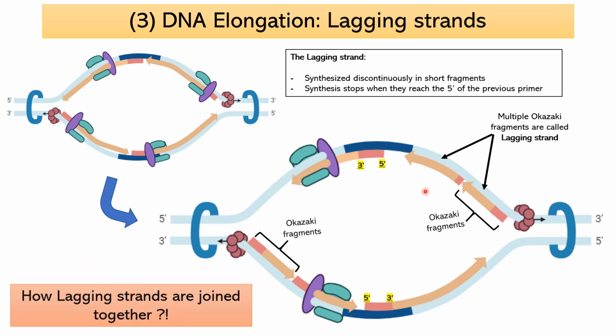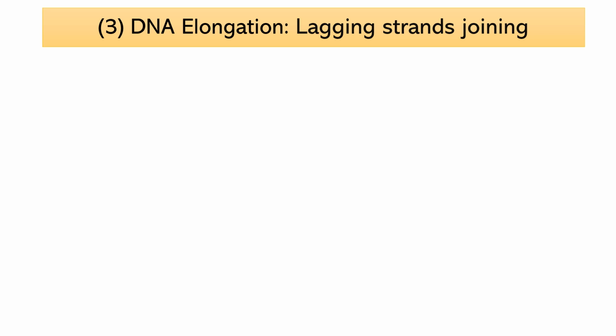Since the lagging strand is made up of short fragments, how will these DNA fragments be joined together so that at the end we have a full continuous DNA? That's what we're going to see now. Joining the Okazaki fragments within the lagging strand is a very critical stage of DNA replication, and it mainly occurs through 3 different stages.